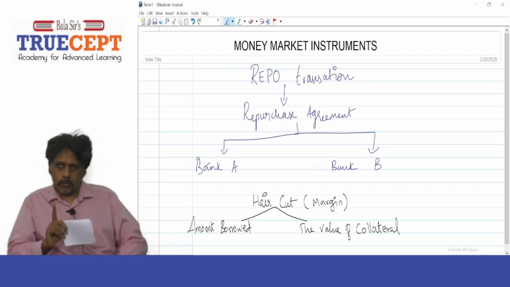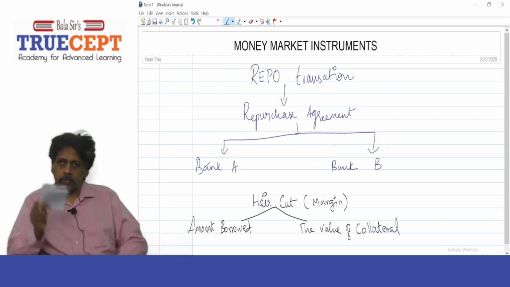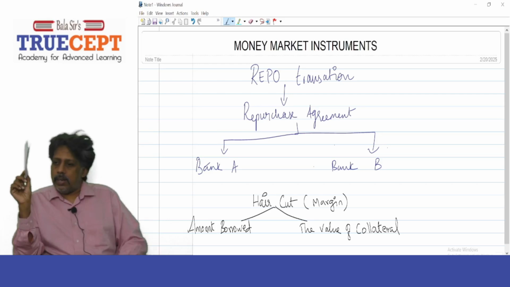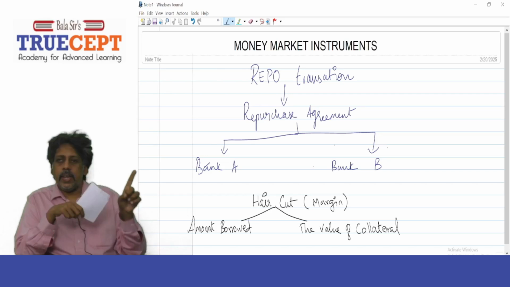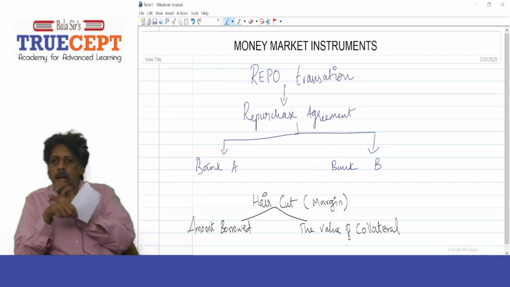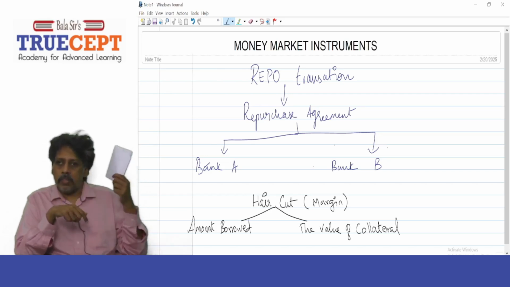Now, note this point. On day one, when the investments are sold by bank A to bank B, bank B will give 98,000 as a loan against investments worth rupees 1 lakh.